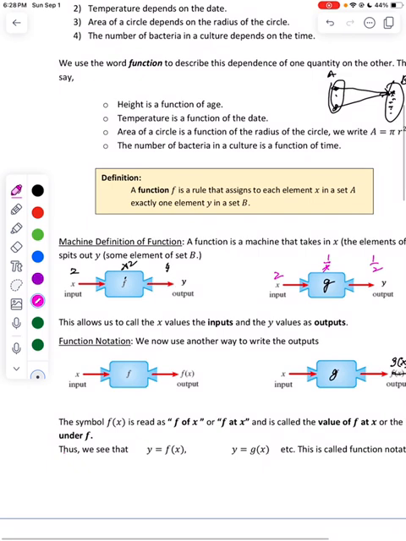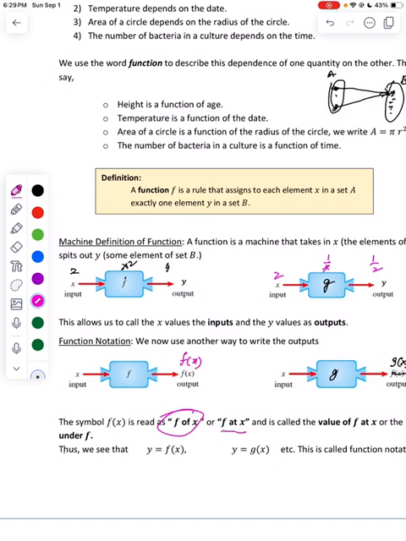So in order to differentiate them, instead of calling them Y, we associate them with the name of the machine. So when X is the input, the output is going to be something like this, and we read it as F of X, or sometimes F at X. Mostly the more common one is to say it is the value of F at X.